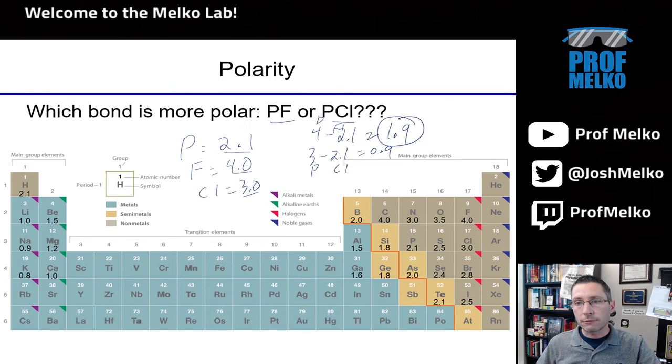So the larger the difference, the more polar it is. So here the answer is PF. That is a more polar bond than PCl.